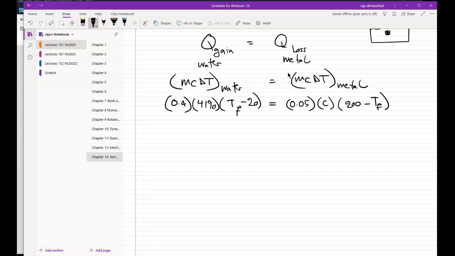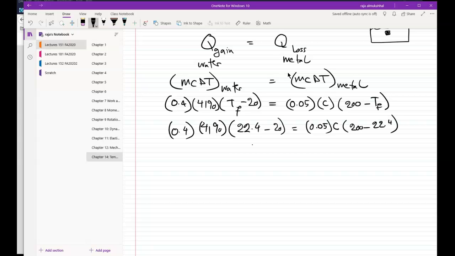This is really an easy problem. So 0.4, 4190, and then 22.4, I'm sorry, yeah, that's right, minus 20 equals 0.05 C times 200 minus 22.4, and then the rest is algebra, right? You just work it out. You get one number on the left-hand side, and a number here, multiply by 0.05, and then you solve for C, and when you work it out, C becomes equal to 453 joule per kilogram Kelvin.